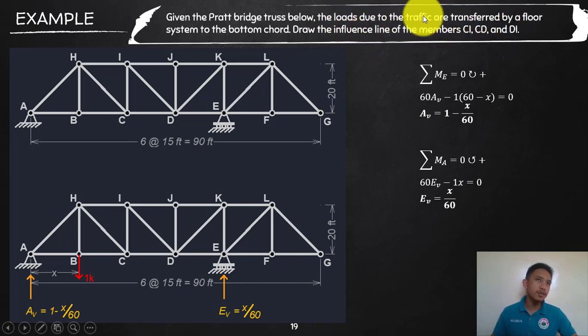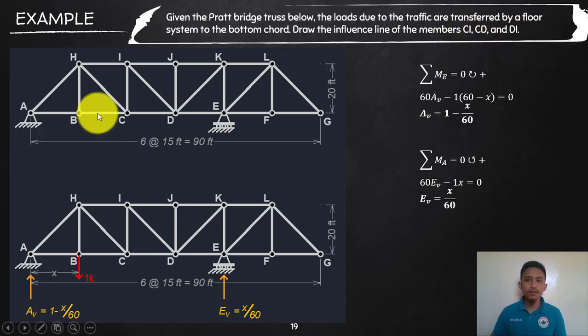and DI. So what does that mean? We are going to draw the response. If we say response of the member, that is actually the reaction of the member. If we are talking about the reaction of the member, that is the internal force. So the internal force of member CI, member CD, and member DI. So we are going to construct three different influence lines due to the response of these three different members.